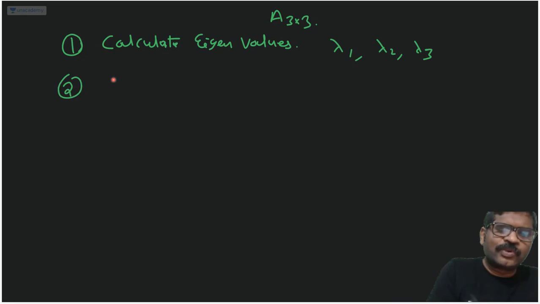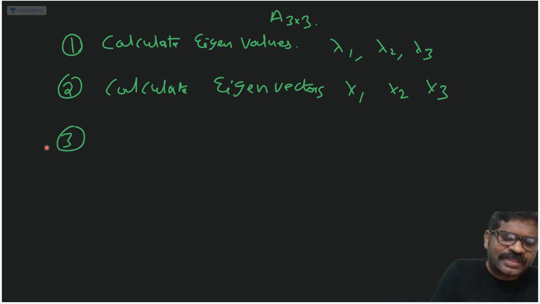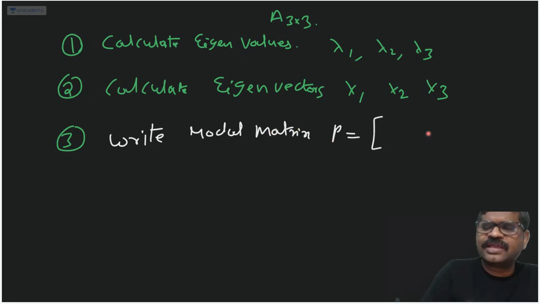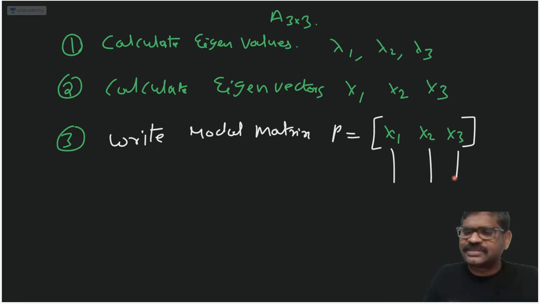Next, step 2. Calculate eigenvectors x1, x2, x3. Step 3. Write model matrix P. Sir, what is model matrix P? Collection of all eigenvectors x1, x2, x3. You have to write x1, x2, x3. Okay, you will get the model matrix.